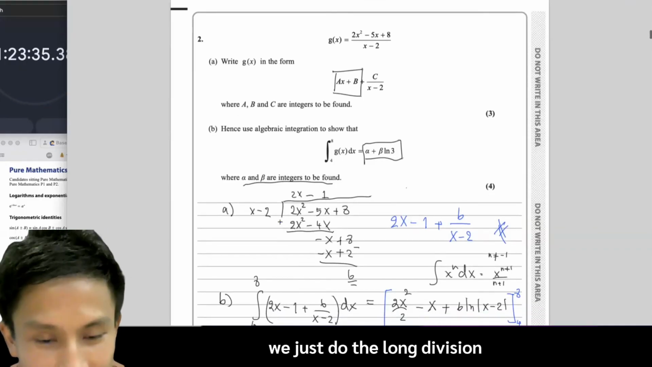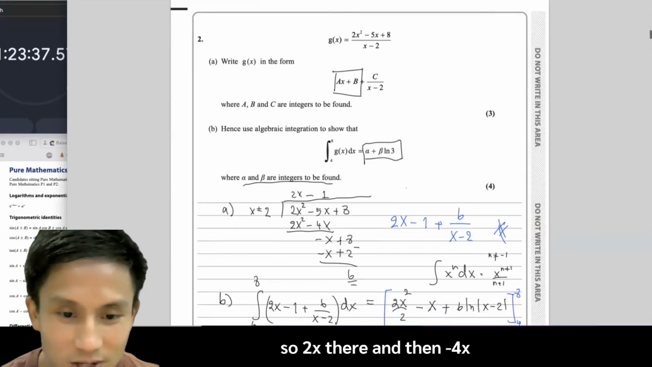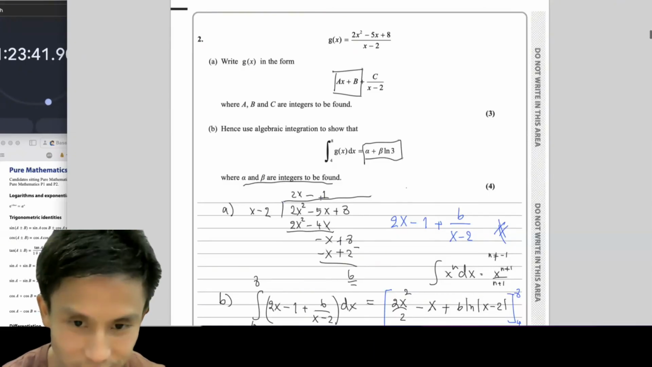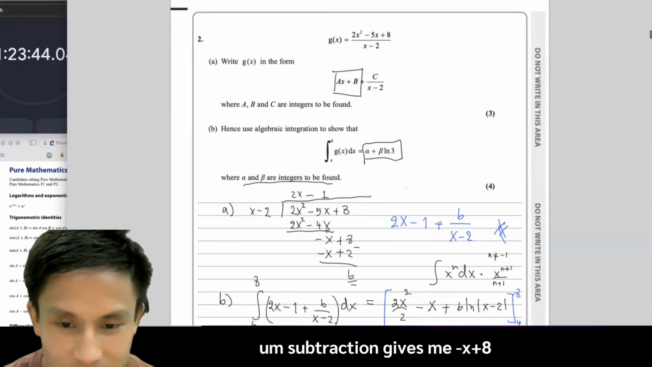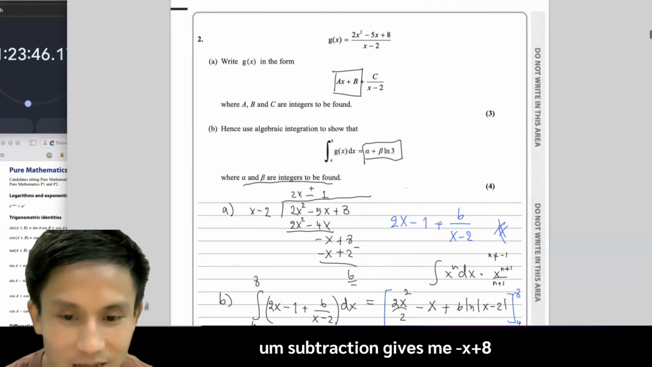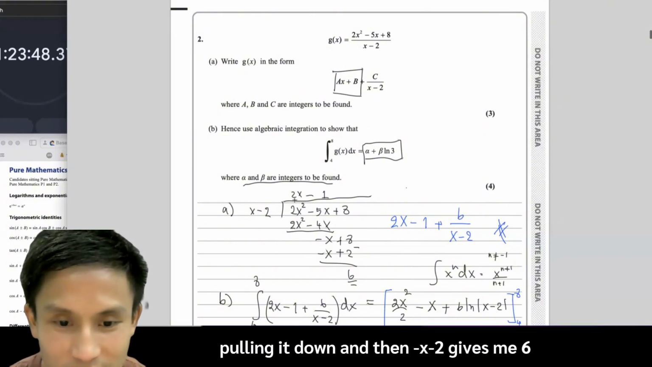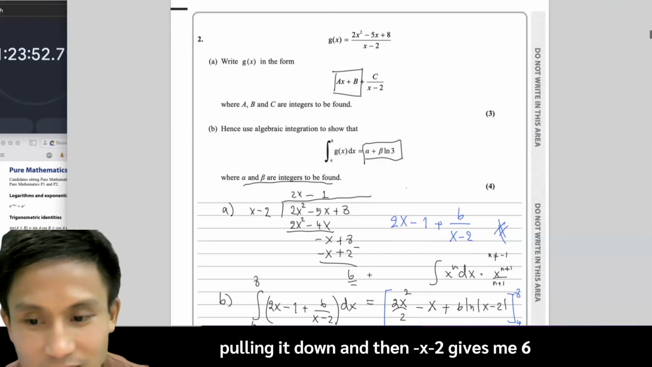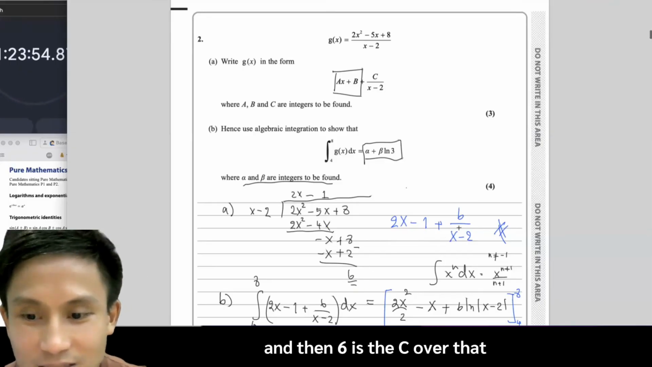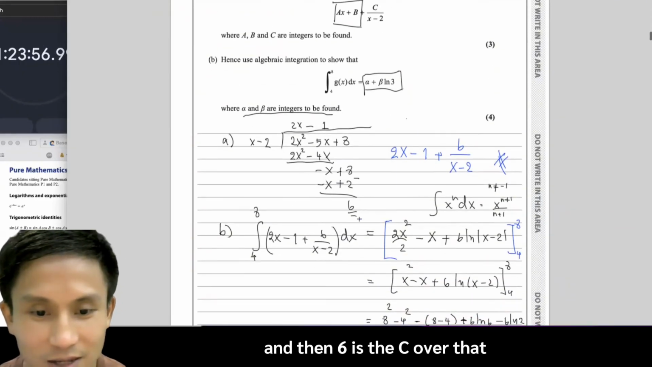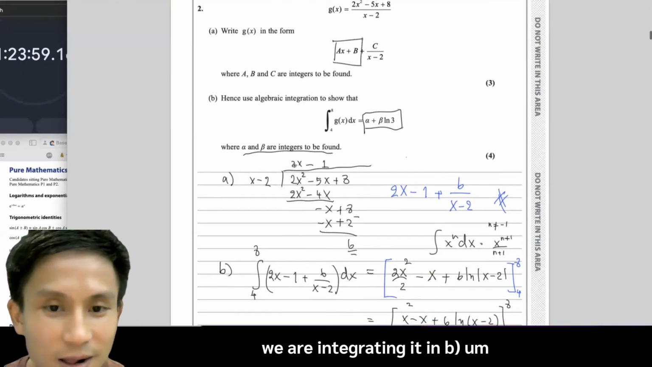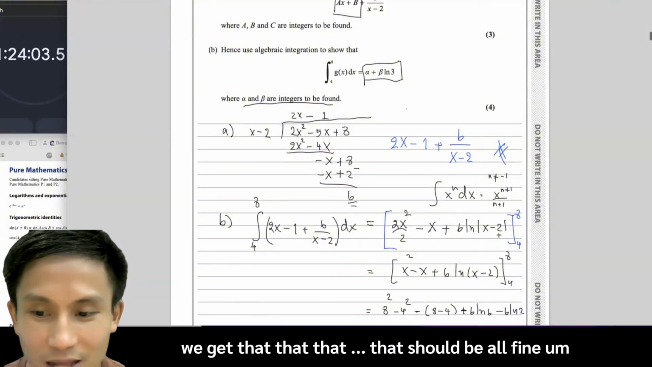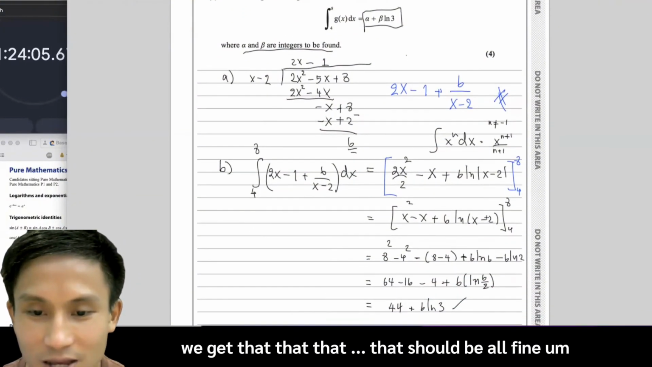We just do the long division. So 2x there, and then minus 4x. Subtraction gives me minus x plus 8, pulling it down. And then minus x minus 2 gives me 6, and then 6 is the c over that. We are integrating it in b. We get all that, so we integrate, we get that. That should be all fine.